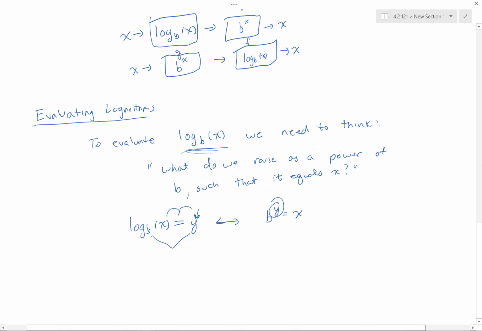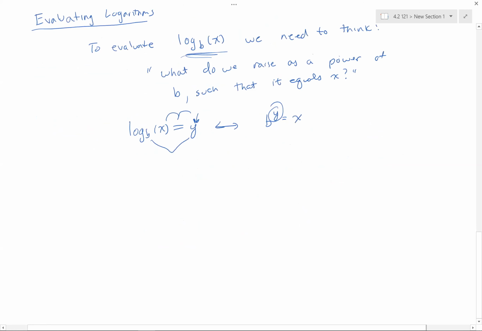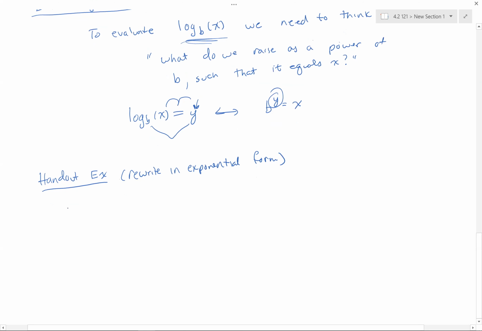Okay, so we're going to work on the handout examples now, the first 8 of them there. So let's look at the handout examples. Rewriting, first of all, in its equivalent exponential form. So rewriting in exponential form, look at the first one.